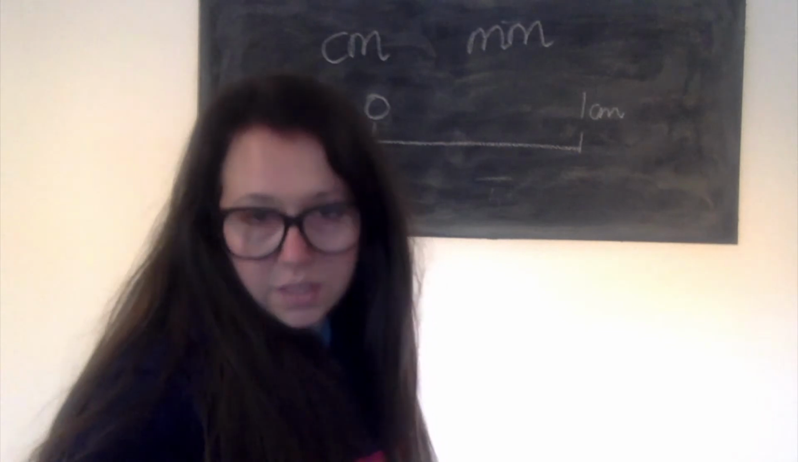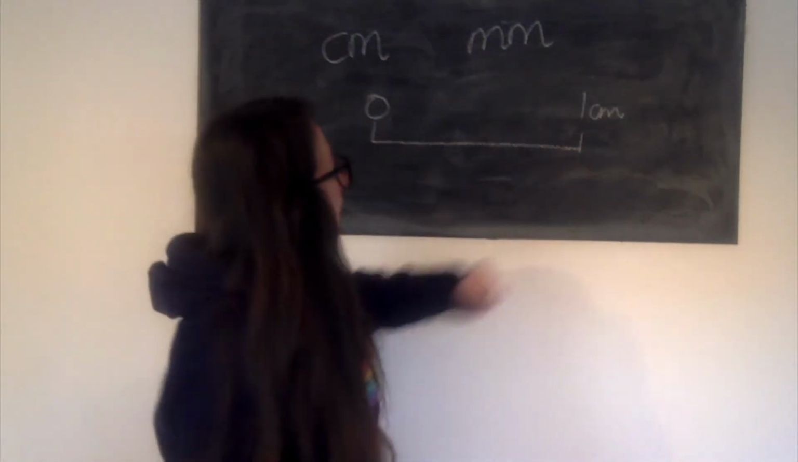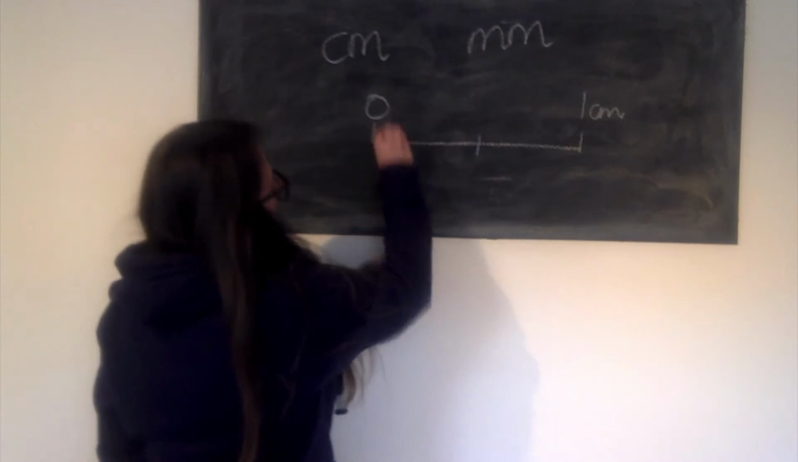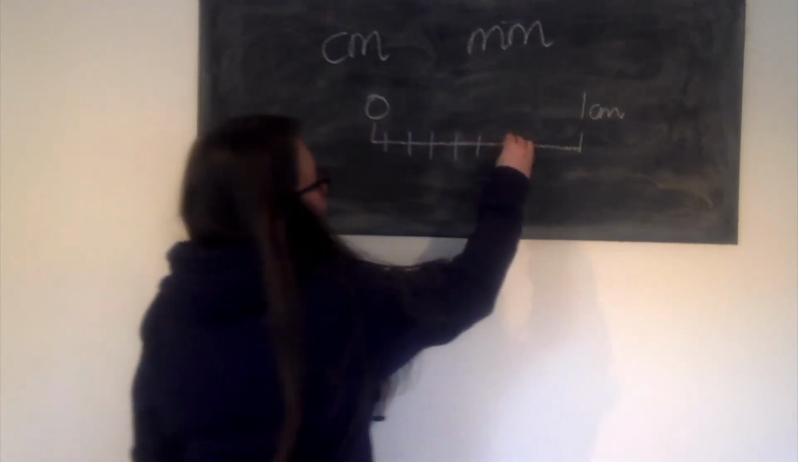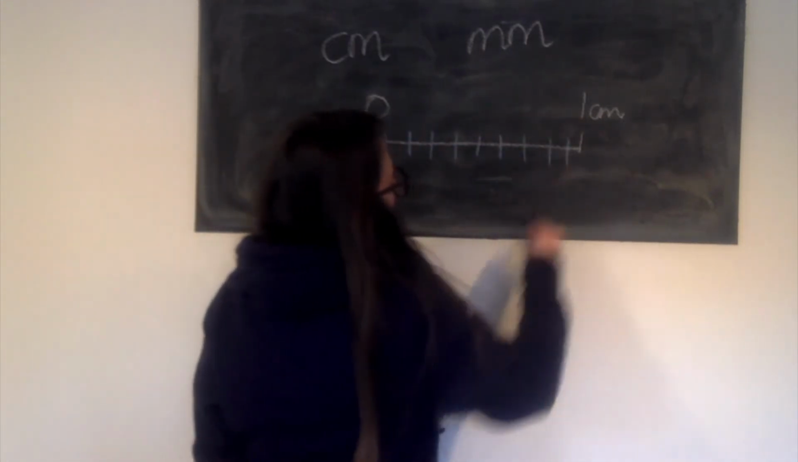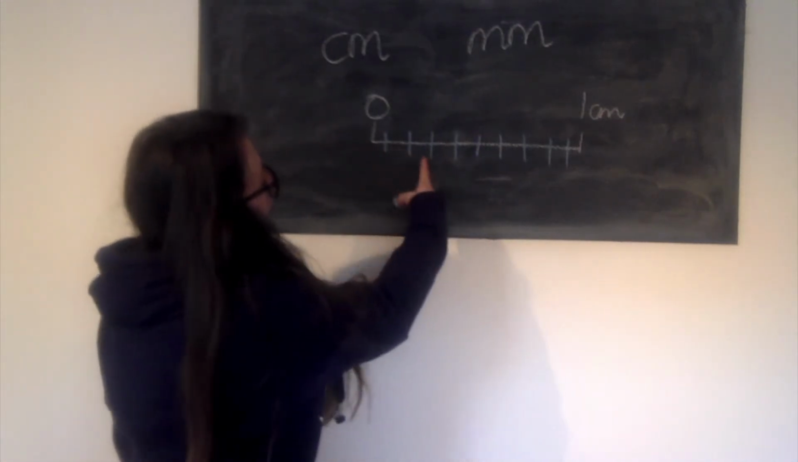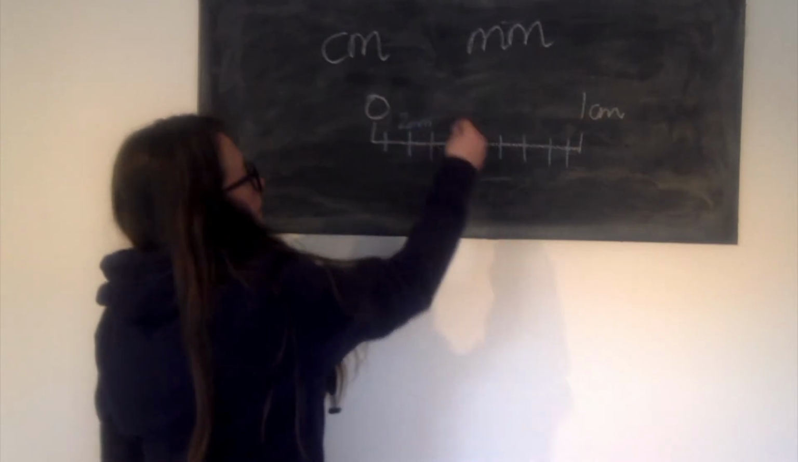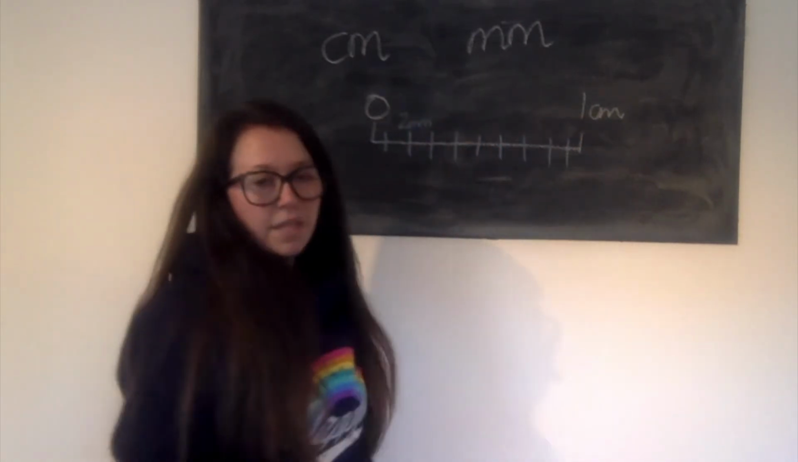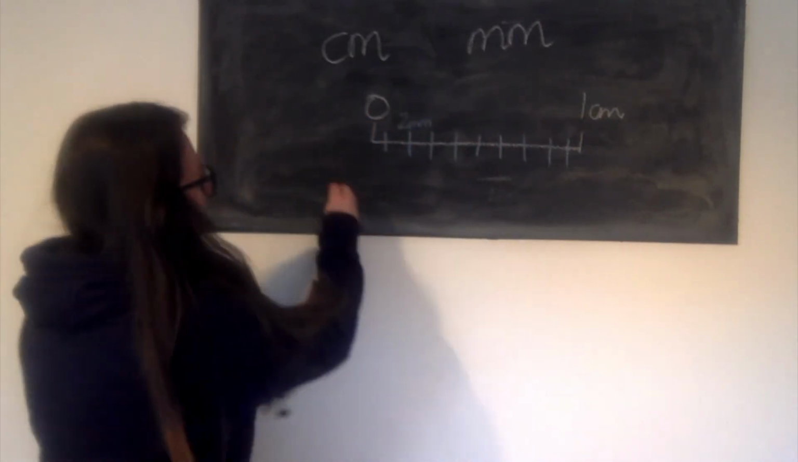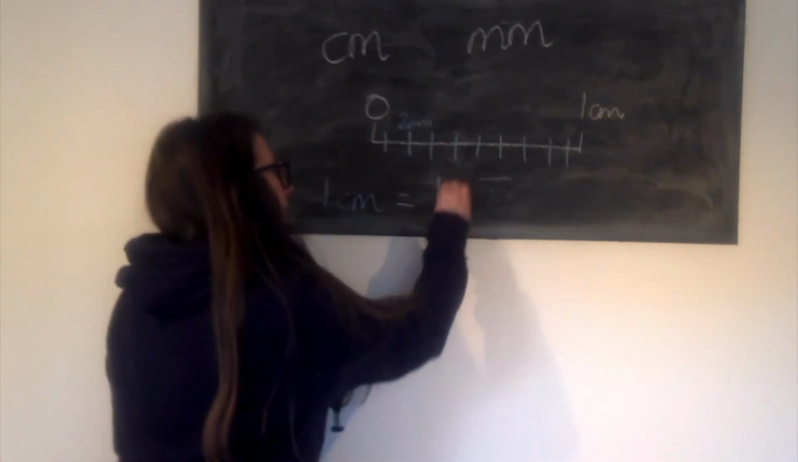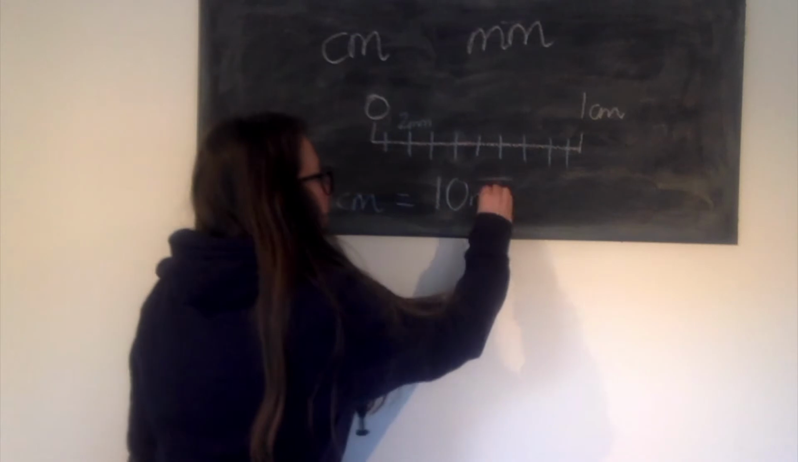So I can do this now. If this was 1 centimetre, in the middle there would be 10 millimetres. Well, obviously that isn't accurate, but each of these is 1 millimetre. So 2 millimetres, 4 millimetres, 6 millimetres, etc. So 1 centimetre is equal to the same as 10 millimetres.